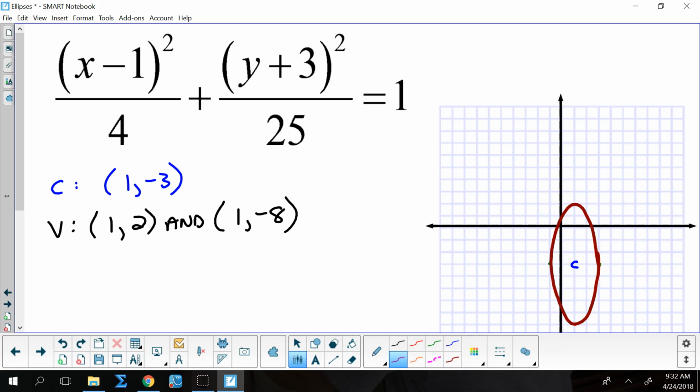Conceded, if you will. All right, so then we've got c squared is equal to the absolute value of 4 minus 25. 4 minus 25 is -21. Absolute value is 21. So c squared is 21. So c is the square root of 21. Since my major axis is vertical, I'm going to add and subtract the square root of 21 to the y component of my center.